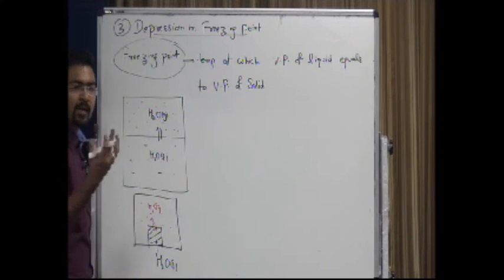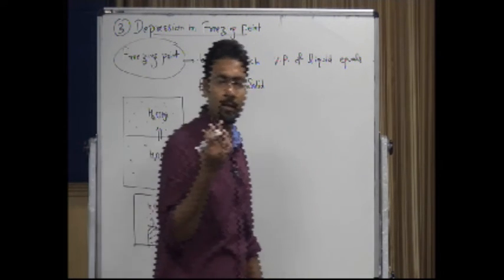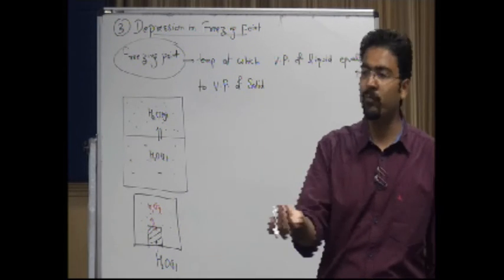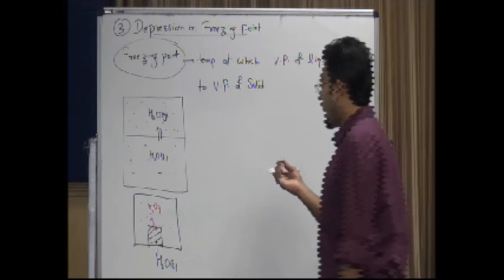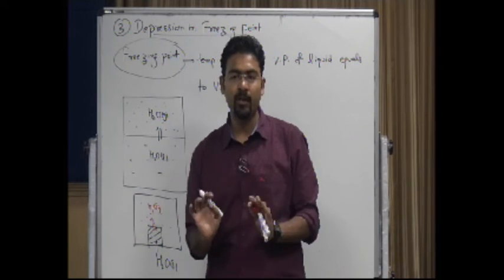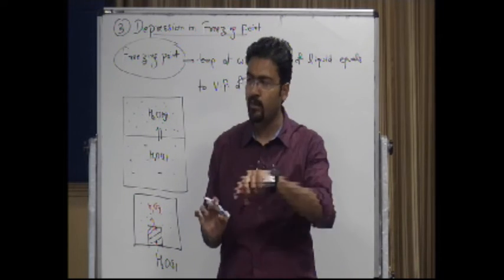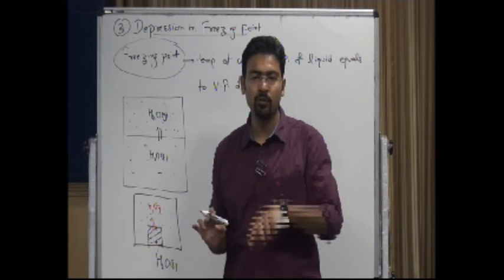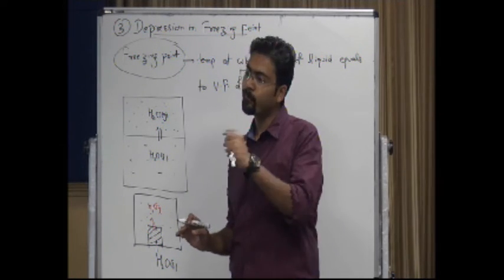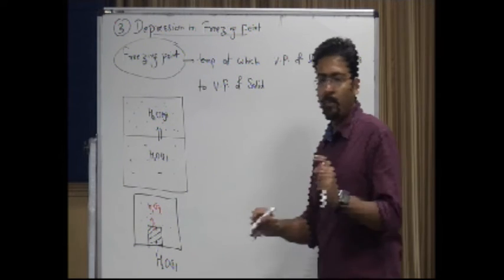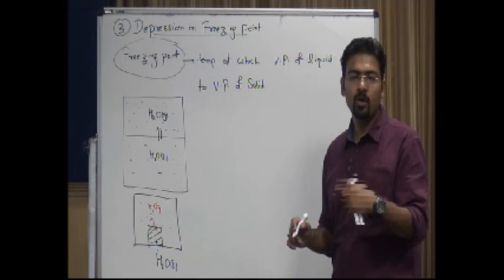For example, I take an empty container containing vacuum and I put some camphor into it. We know camphor is a highly sublimable solid. So even if I keep it at room temperature, you will find there is some vapor pressure in the empty portion of the container, and that vapor pressure will be because of the vapors formed by the camphor, right? So that will be called the vapor pressure of solid, not vapor pressure of liquid.